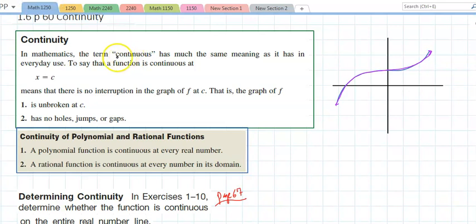In mathematics, the term continuous has much the same meaning as it has in everyday use. To say a function is continuous at x equals c, you're saying that the graph is unbroken, and there are no holes, jumps, or gaps. All polynomials are continuous, all rationals are continuous. Let's go the other way around. What's not continuous?